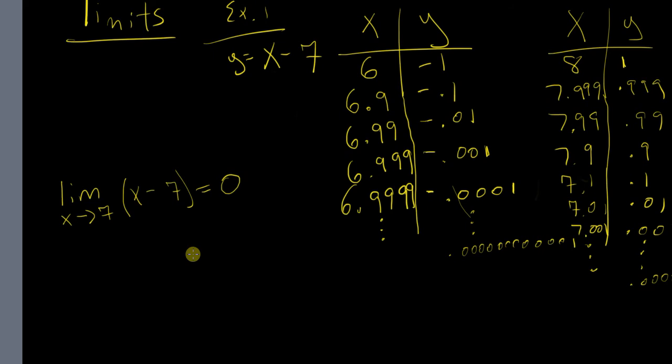People, please don't forget that limits do not care what happens at 7. I did not write this 0 here because y is 0 when x equals 7. That's not why I wrote 0 there. I wrote 0 here because as x is approaching 7, as this function is tending to x equals 7, y is tending to 0. We don't care what happens at 7. Remember, we are watching what happens as we tend to it.